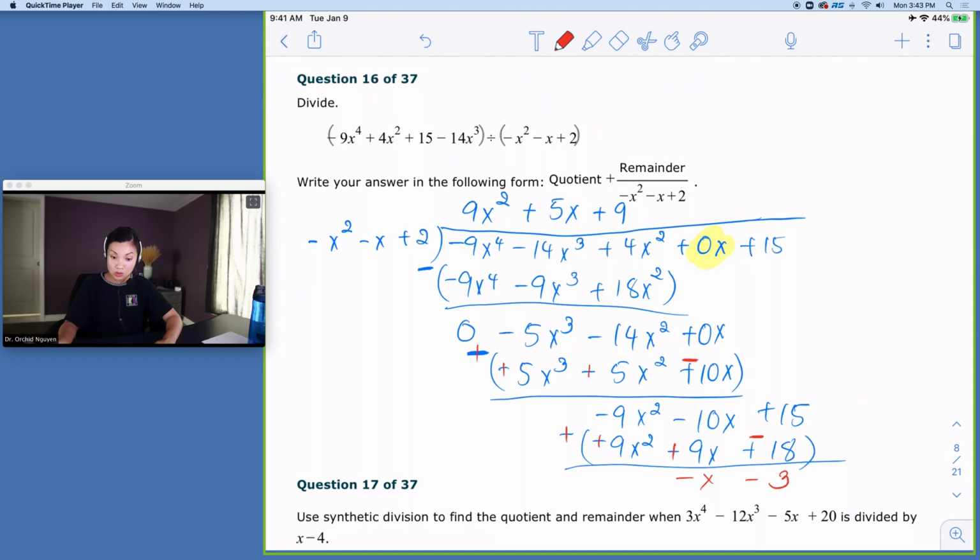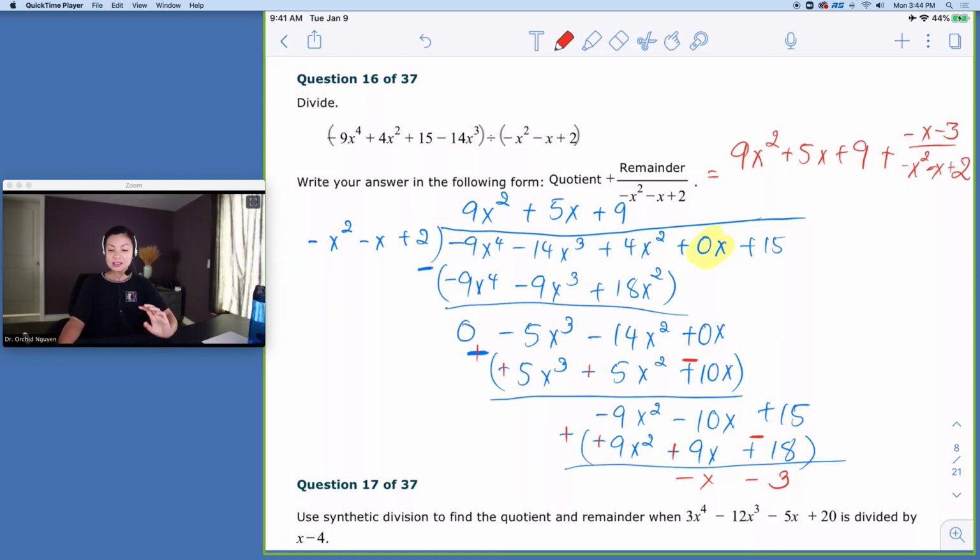Okay, so this is the form that they're looking for. The quotient is 9x squared plus 5x plus 9, and then you write down the remainder. So it's negative x minus 3 over negative x squared plus x minus x plus 2. Okay, that's the right form to write.